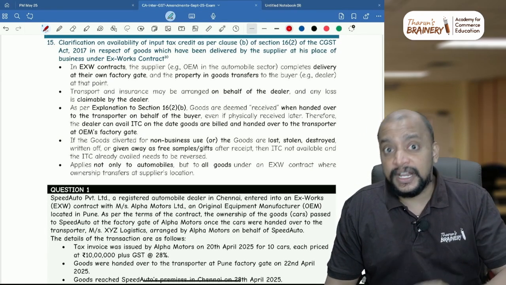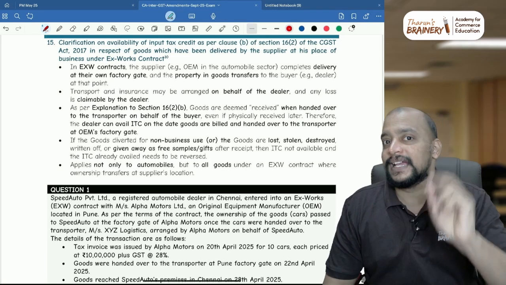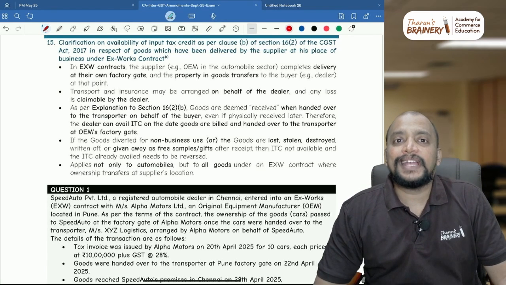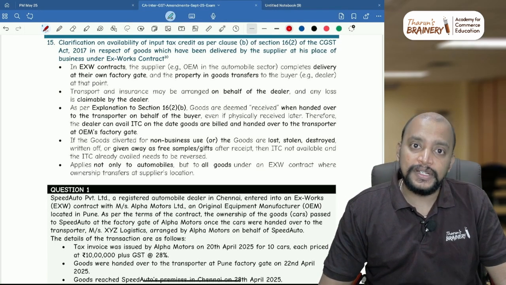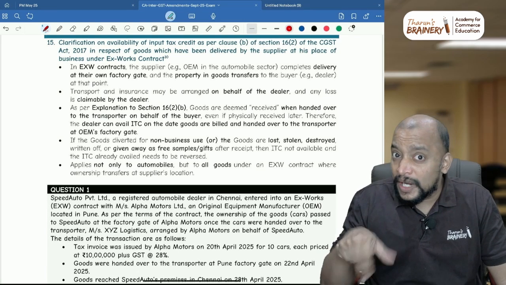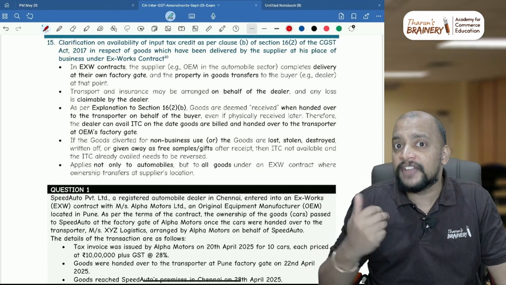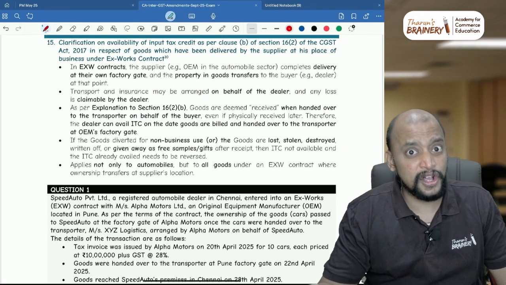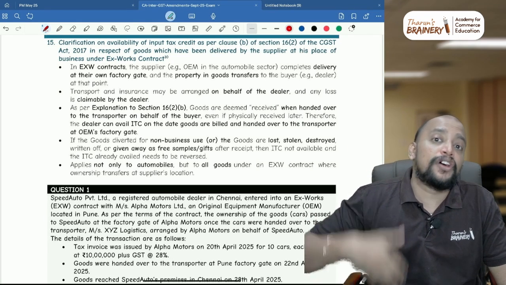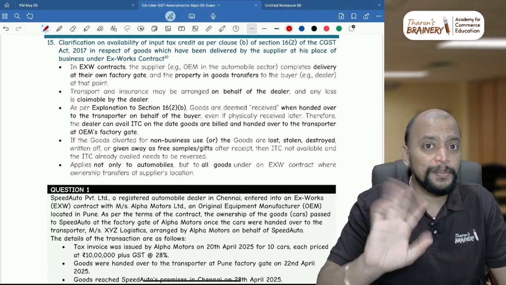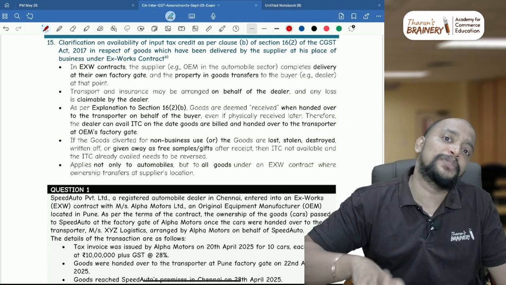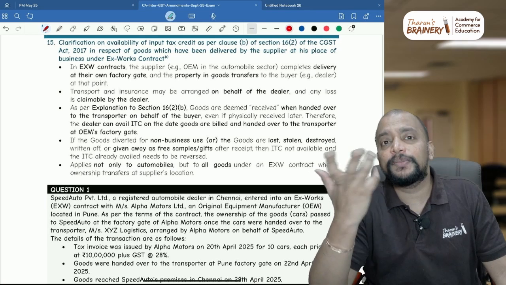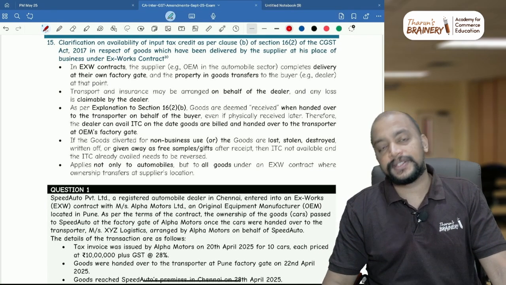You received it on 3rd August in your place. Now, what will be taken as the date of receipt of goods? Is it 28th July or 3rd August? If it is 28th July, for July month itself, you can take ITC. If it is 3rd August, you will be able to take ITC for August month, and you will not be able to take ITC for July month. What should be taken as date of receipt of goods?